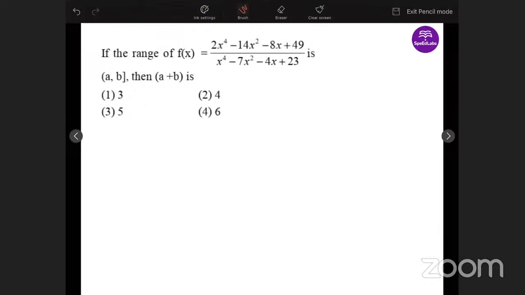Let's move to the next question. If the range of f of x is the open interval closed, then what is the value of a plus b? So how do we solve when such kind of a question is given first? Milind, can you tell me?